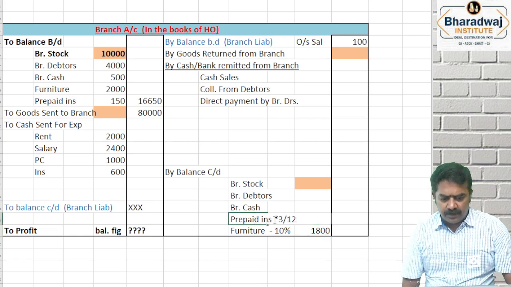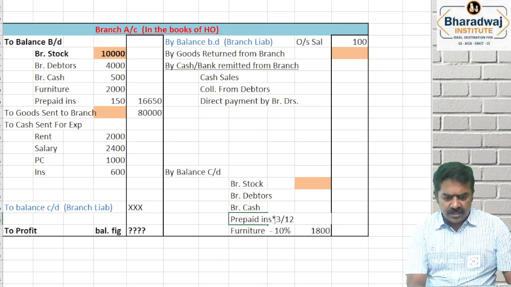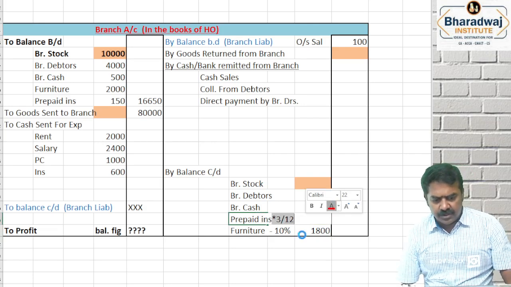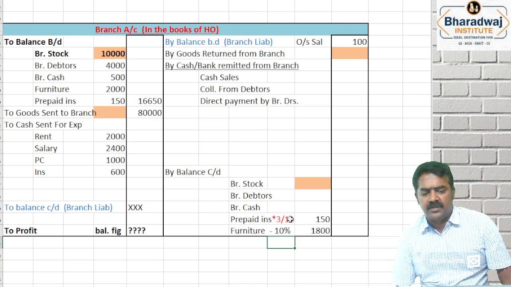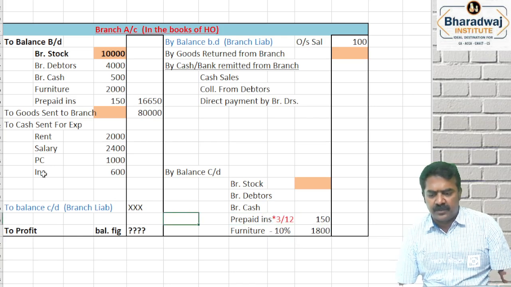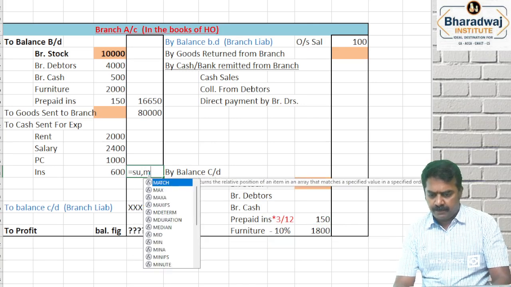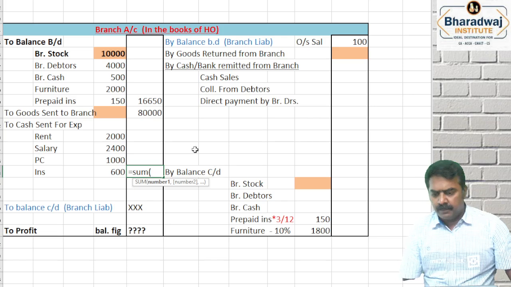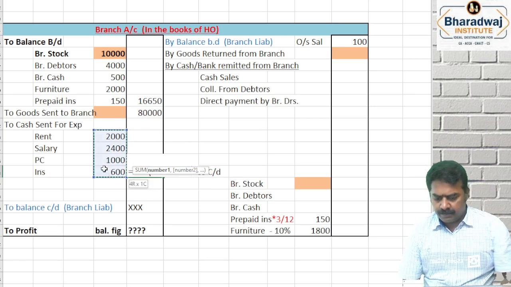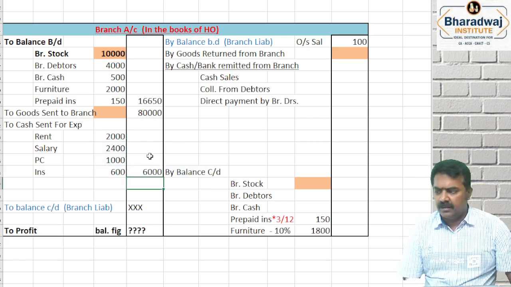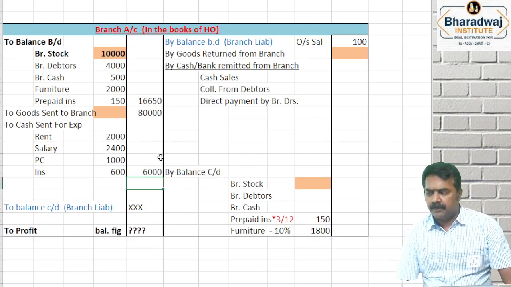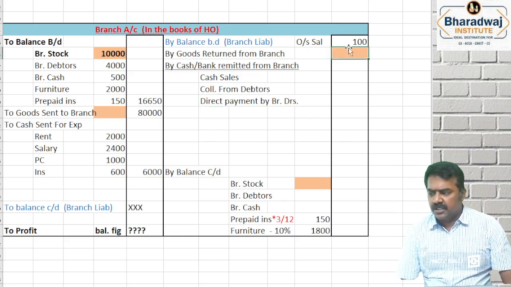You understand how the prepaid insurance comes? 600 is paid till 31st March. So we are closing accounts on 31st December. So 3 months prepaid, 150 will come. Then what else? Goods returned from branch. Any goods returned from branch? Yes.